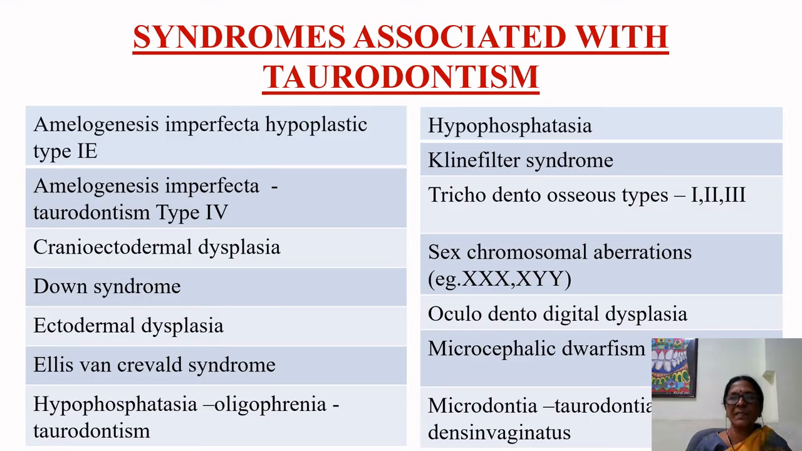Syndromes associated with taurodontism are amelogenesis imperfecta hypoplastic type 1E, amelogenesis imperfecta taurodontism type 4, cranioectodermal dysplasia, Down syndrome, ectodermal dysplasia, Ellis-van Creveld syndrome, hypophosphatasia, Klinefelter syndrome, trichodento-osseous types 1, 2 and 3, and oculodentodigital dysplasia.